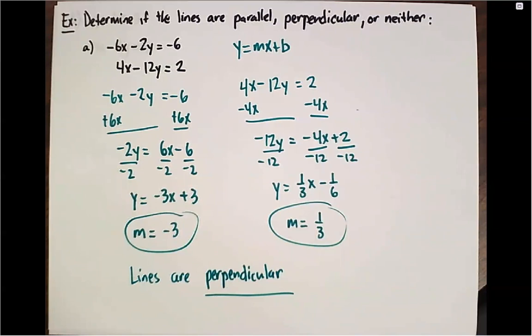On the homework, you just pick it. It'll be 3 choices: parallel, perpendicular, neither. Pick. That's how we do it.